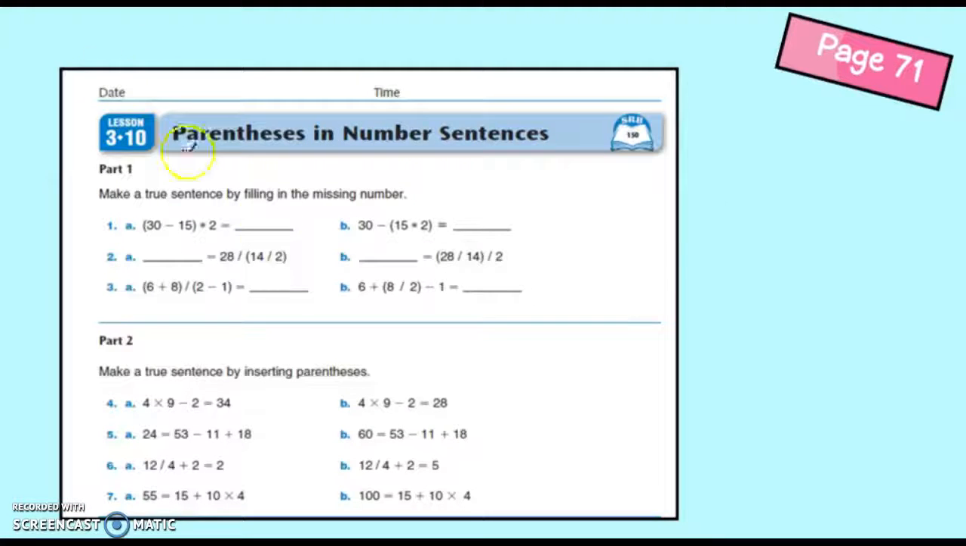So your seat work today is page 71. On the top part, you just have to fill in the missing number. Remember to do everything in the parentheses first. In this one, you have to make them true by putting the parentheses into the problem.